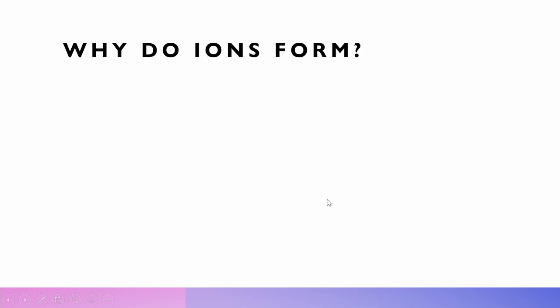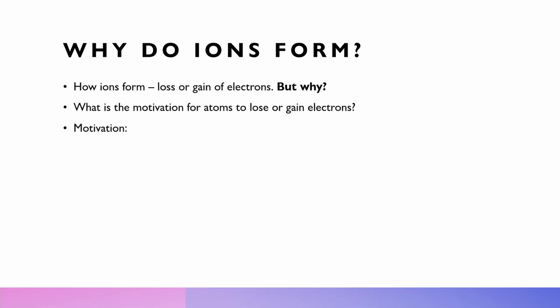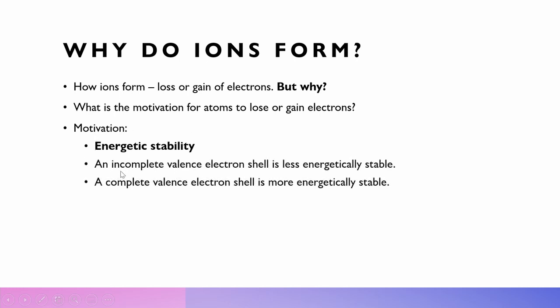So at this point, you should be able to briefly explain how ions form. Recall that ions form when an atom loses or gains electrons. But atoms are non-living things, so what motivates the atom to lose or gain electrons? Well, it turns out that atoms are motivated by the pursuit of energetic stability. Without going into the details, an atom with an incomplete valence electron shell is less energetically stable.